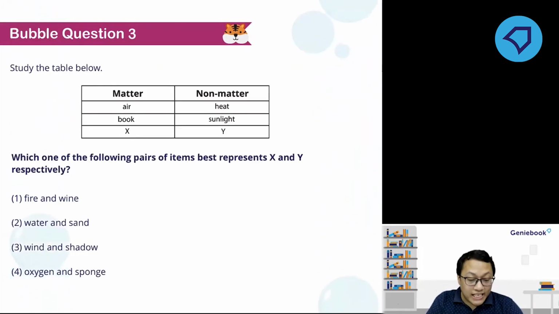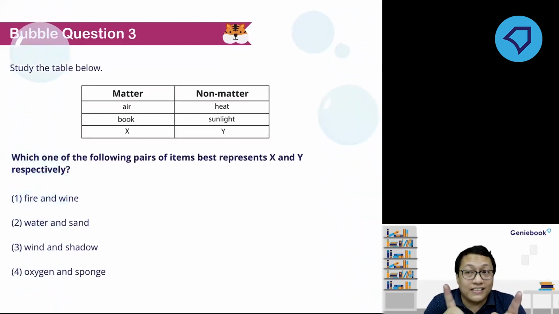Number 3: which one of the following pairs of items best represents X and Y, respectively? This one is a 10 bubble question. I want you to try your best. Be careful, consider your answer, and do not rush. I will start right now. You are given 1 minute. Now, according to your syllabus, fire is not matter.